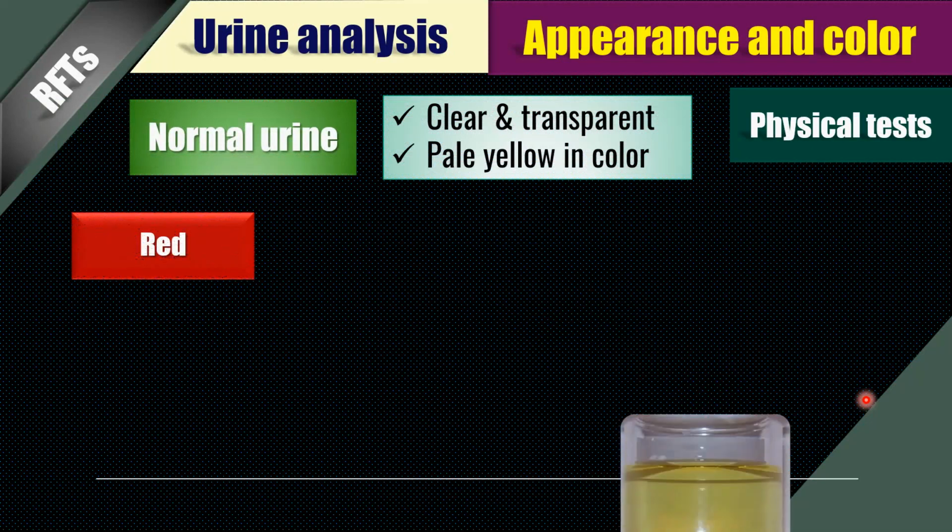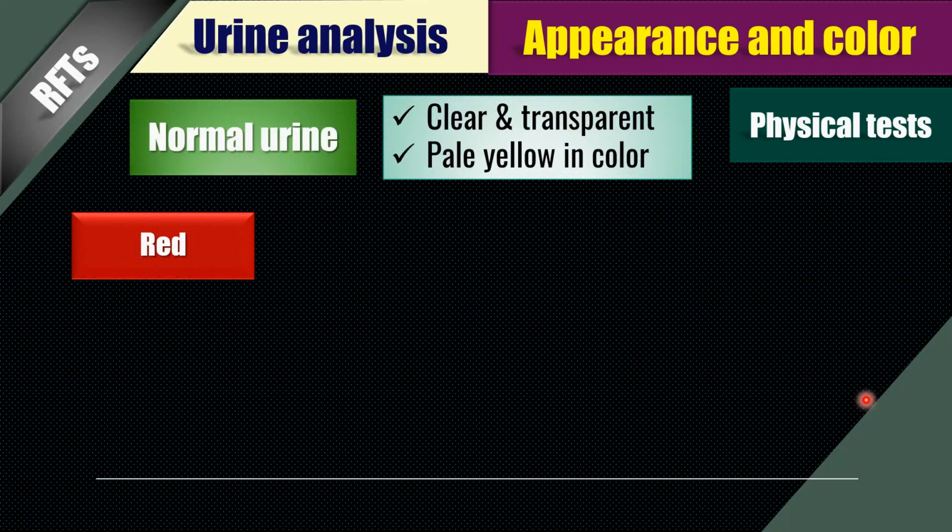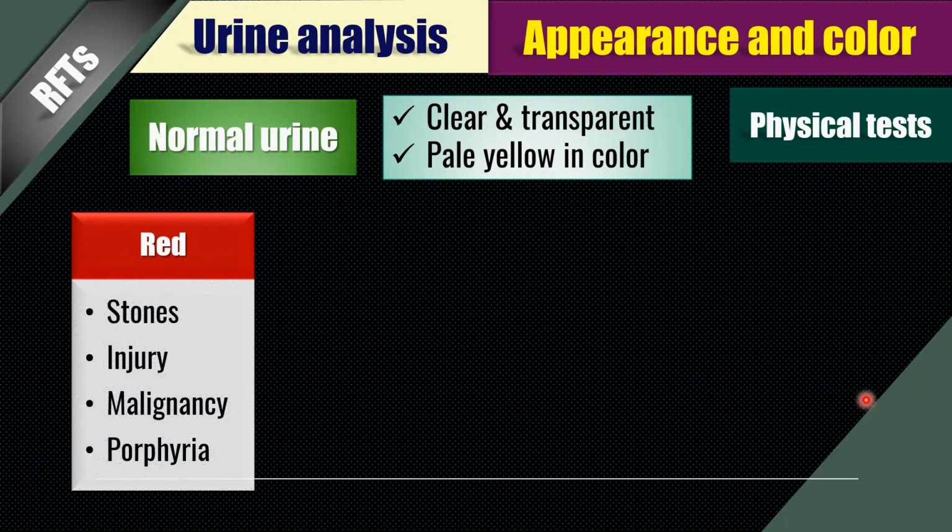Suppose the collected urine is red in color, then your interpretation should be that the patient might be having renal colic or stones which might have injured the urethra, or there may be injury introduced while doing catheterization, or injury might be due to the stones. And in some malignancies or cancer patients, we might see red urine because of bleeding. Certain types of porphyria also lead to red urine.